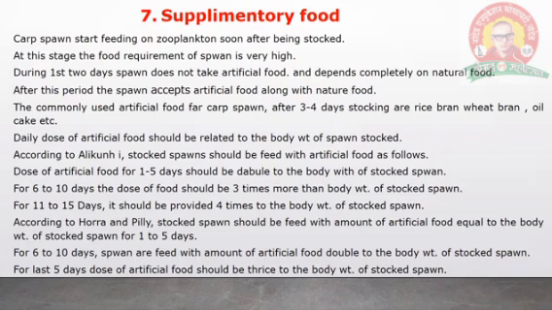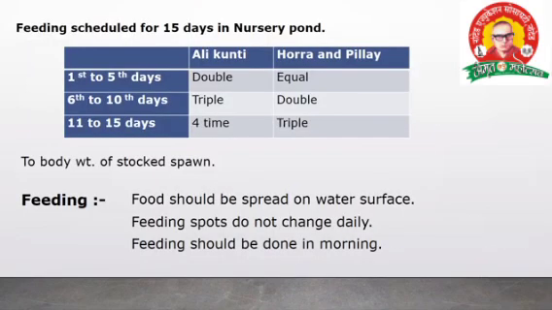The daily dose of artificial food should be related to the body weight of the spawn. It's a very important point. According to some scientists, that is Albumin, after research, the dose of artificial food on days 1 to 5 should be double. On days 6 to 10 the dose should be 3 times the body weight. After 11 to 15 days it should be 4 times the body weight of the stocked spawn. This is the chart: 1 to 5, double, by Albumin.